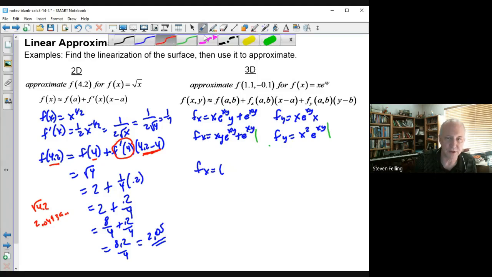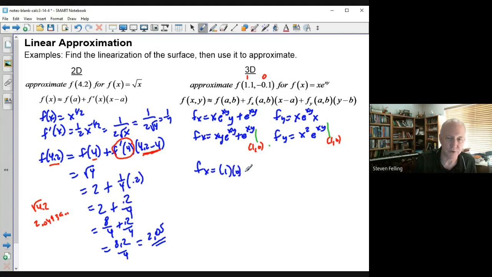So for this value, I'm not going to use 1.1. I'm going to use 1, okay? And for this value, let's go ahead and just use 0. That's pretty close to that. So instead of evaluating at the exact value, we're going to evaluate at the point (1, 0). Same thing here. So if I did that, this would be x is 1, y is 0.